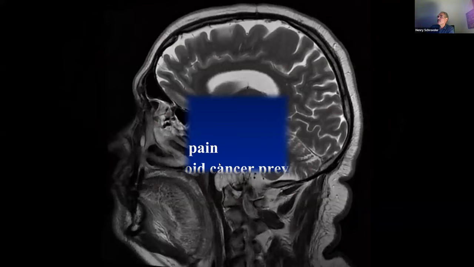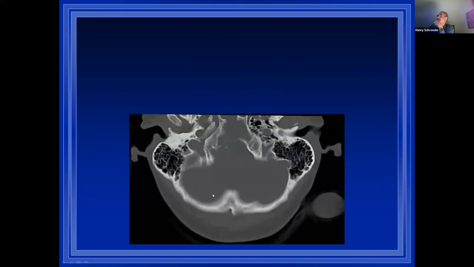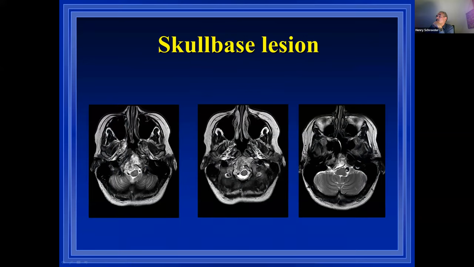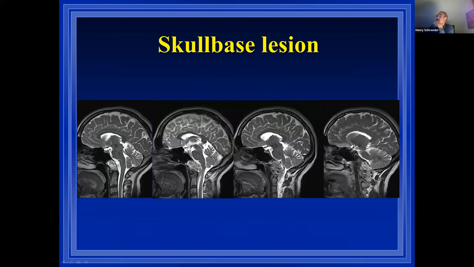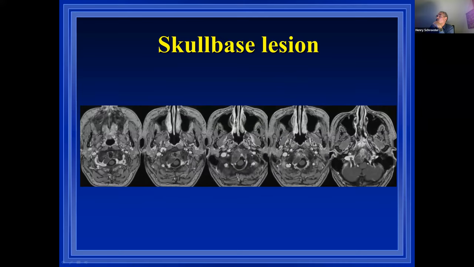This is a case of a 47-year-old female with neck pain, and she had thyroid cancer previously. So initially a biopsy was taken. You see here, there is a destruction in the middle of the clivus. And you see the tumor here in the midline, going also intradural. And the tumor goes behind the apex of the dens. Here again, you see the extension of the tumor, and you see here the venous channels which go around the foramen magnum.